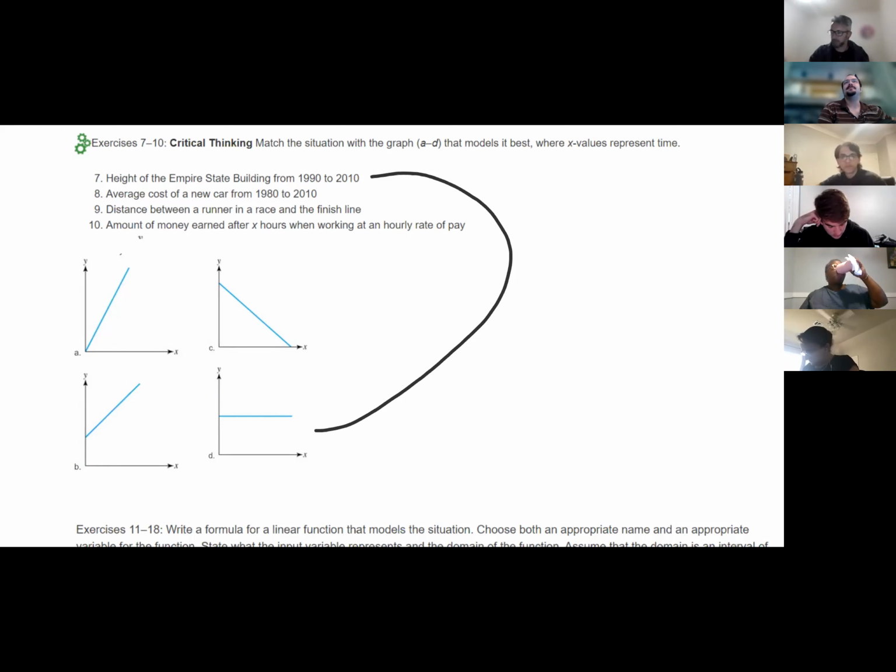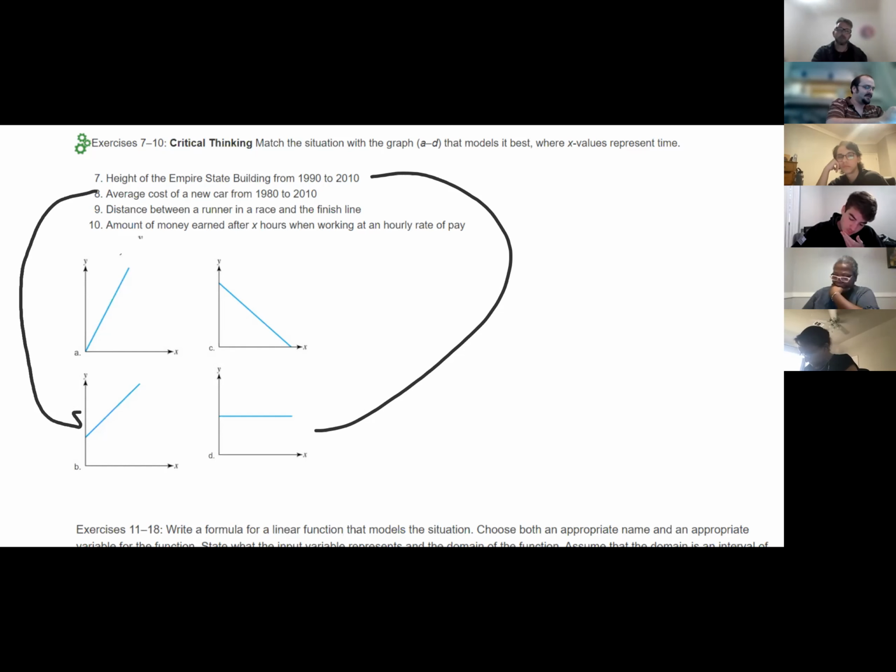Average cost of a new car from 1980 to 2010. So how did that change? I got C for that one. They're saying every year it's not the same car, because I thought the same thing. Does that make sense? I would say B. Yes, I think it's B, because it started out at a certain price and just increased. If they were talking about the same car, C would probably be correct. But they're talking about different cars. We're just going to a lot and looking at what the price of a new car is going to be. So I believe it's B.